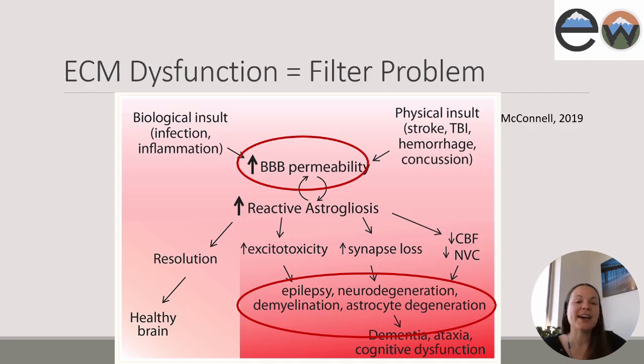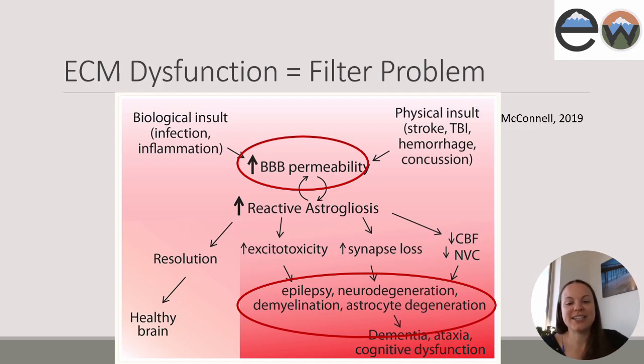Yes, you can have increased blood-brain barrier permeability because you have altered extracellular matrix and inflammation has been added to it, right? So you can see biological insult, infection, inflammation, physical insult that might happen, even a concussion for this population. All of that can increase the permeability and let things in through the blood-brain barrier that will disrupt the nervous system. So it's just like a double whammy when you have something that puts you at increased risk for this. And then you can have all of these things that happen when the astrocytes start to take over.